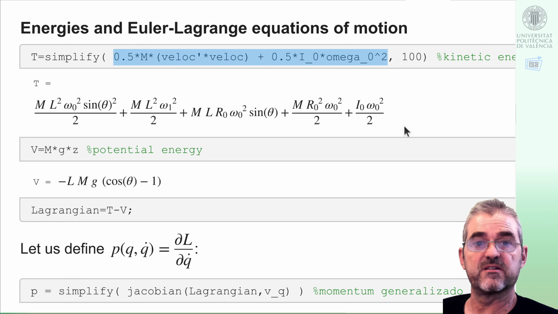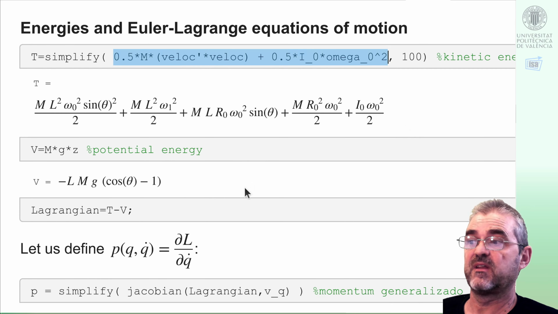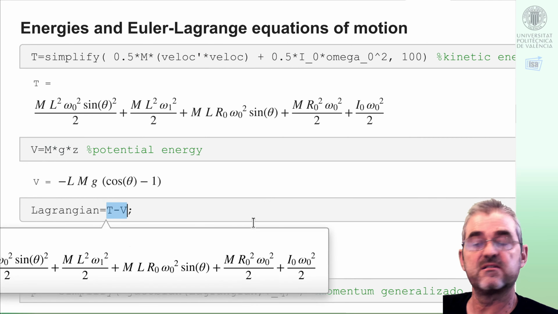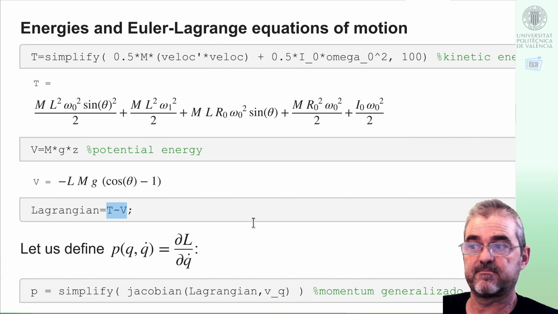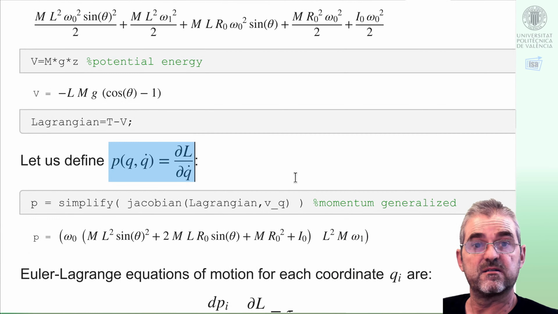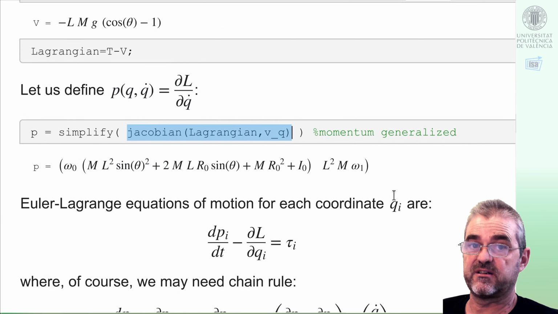So adding these two components, we have the overall kinetic energy of our system, and then potential energy is just mass times gravity constant times height, and then with those kinetic and potential energies, we define the so-called Lagrangian as the difference between those energies. So good, once we have the Lagrangian, the equations of motion need defining this intermediate variable that is called generalized momentum, which is the partial derivatives of the Lagrangian with respect to angular speeds.